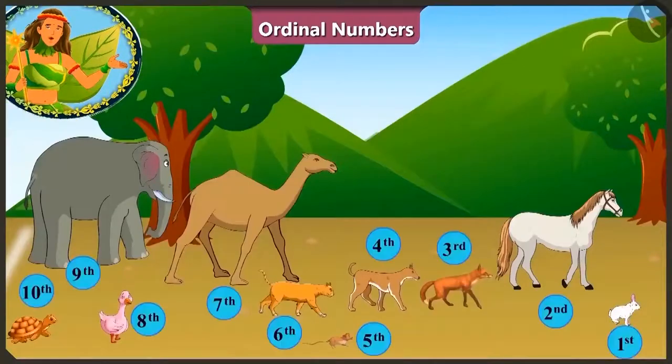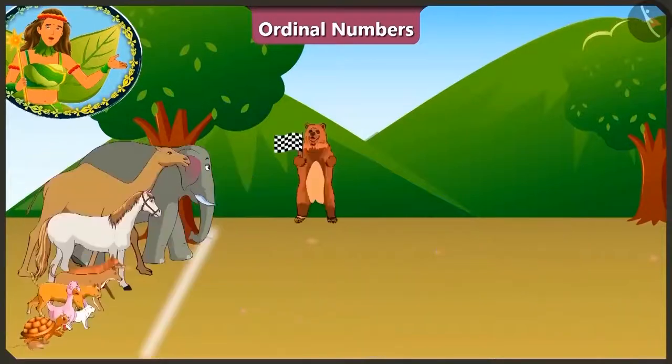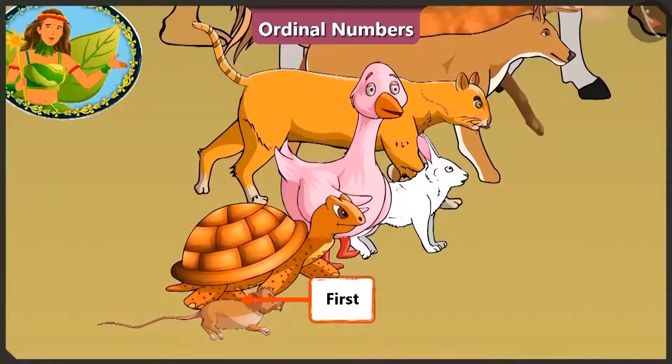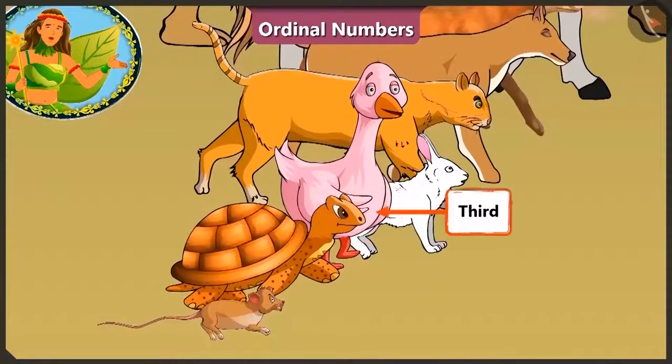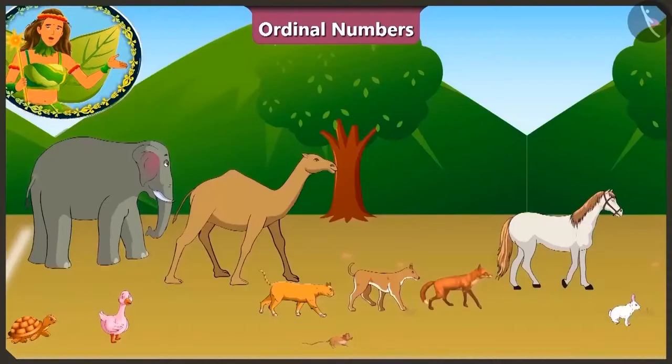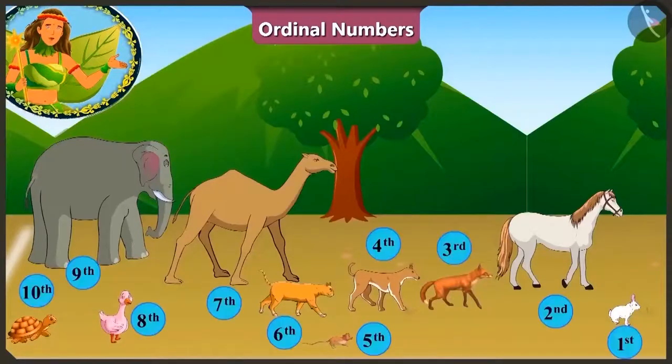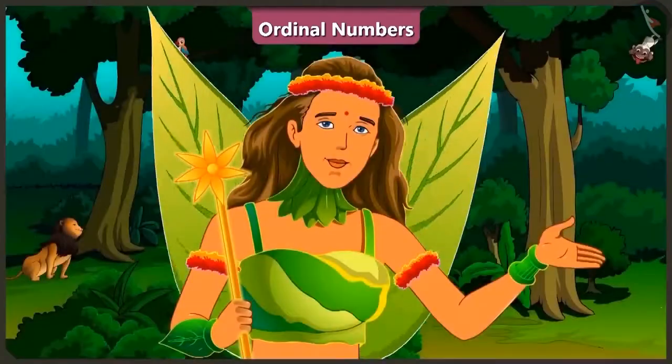So if you notice, to state who won, which position, or in the beginning where each one stood, we have used first, second, third, etc. numbers for the animals. These are all the ordinal numbers. They are used in a line or order or are used to tell the position of something.